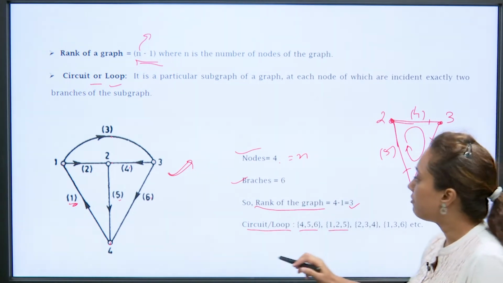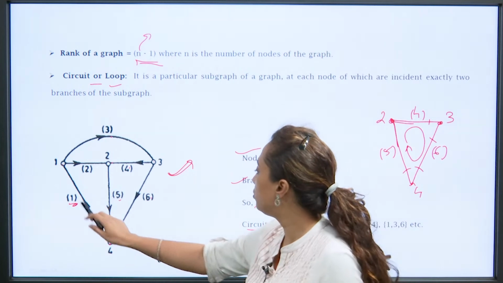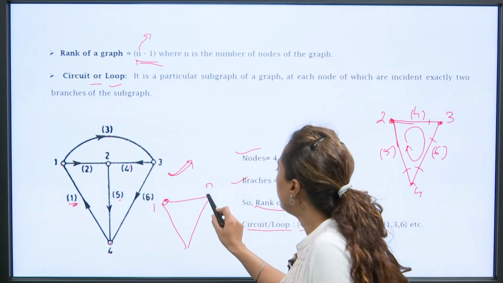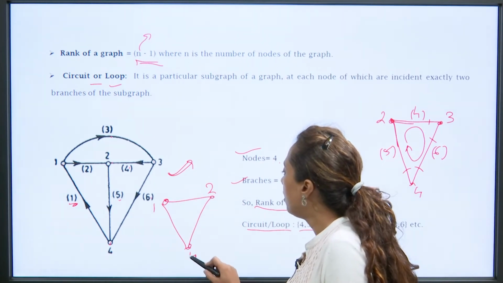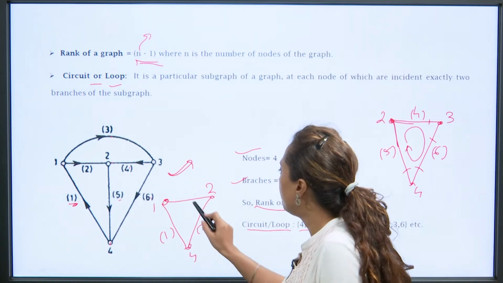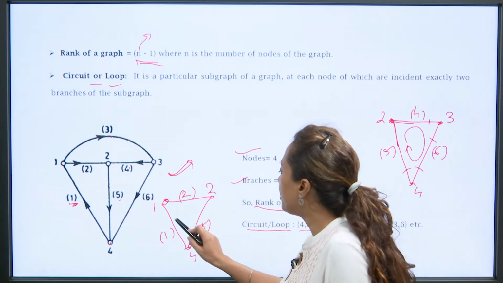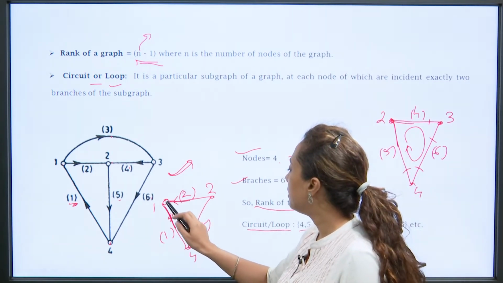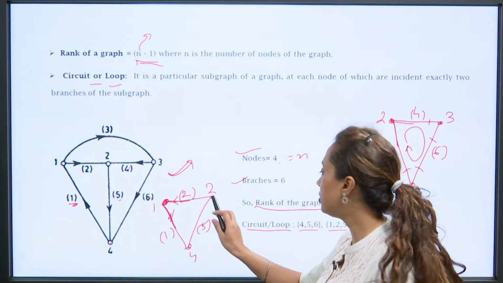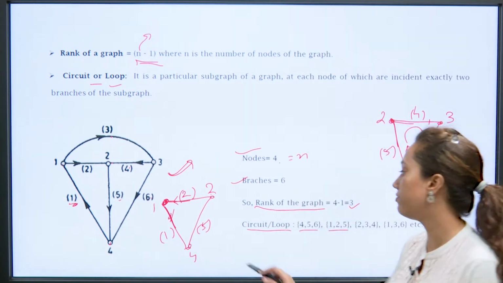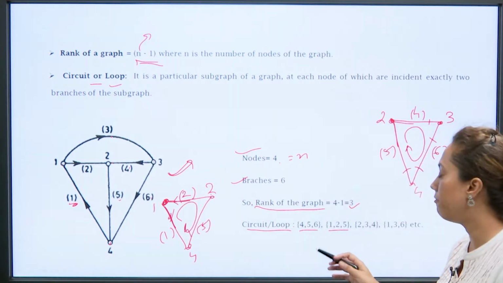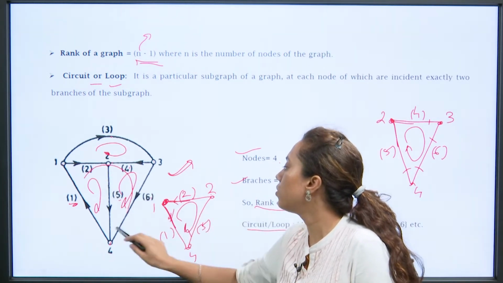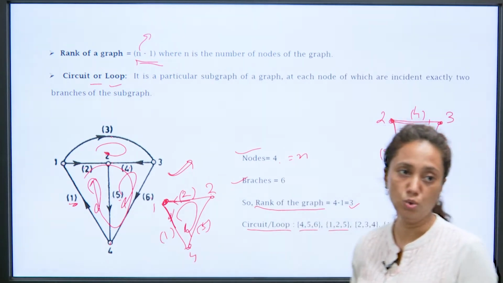Next, 1 to 5 is also constituting a loop. 1 to 5 looks like this. This is node number 1, this is node number 2, this is node number 4, and these are branch numbers 1, 5 and 2. So, each node has 2 incident branches, meaning these 2 branches are connected with one node. Each node has exactly 2 branches which constitute a loop. So, this is the way we can form a loop. This is a loop, this is a loop, this is a loop, this is also a loop, and similarly this bigger one is also a loop or a circuit, right.